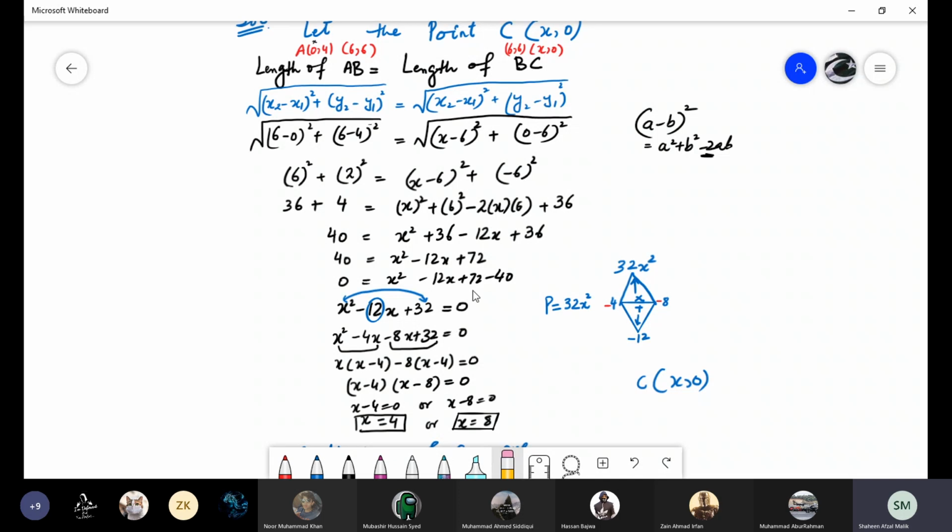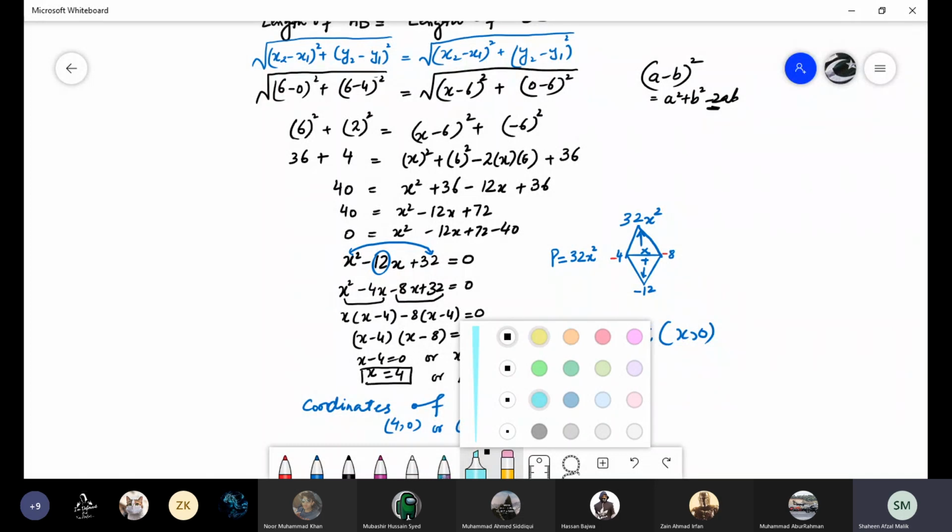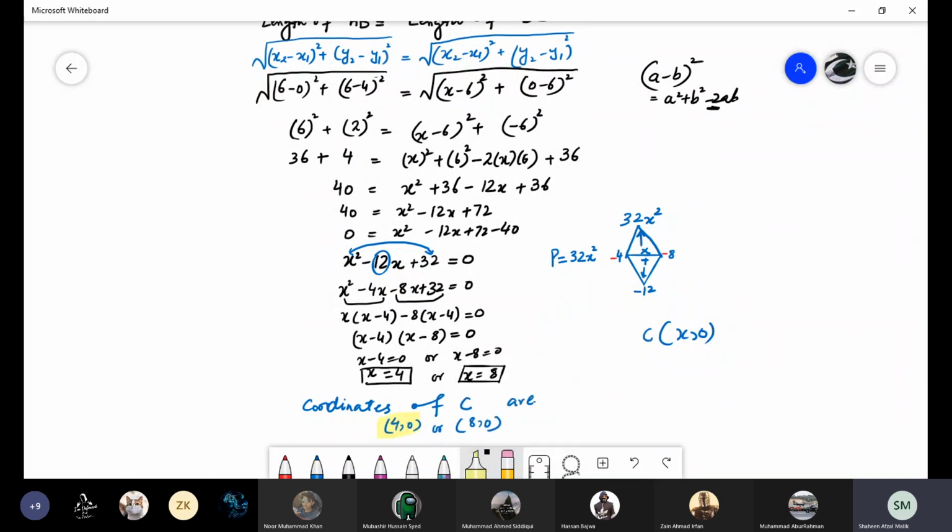If you feel this method is easy, draw the diamond with the product on top and the middle value at the bottom, then find two factors. The answer will come the same whether you use the quadratic formula or find the factors. There is no change. And in this way, we get the two values of x. So we can write that the coordinates of C are, one pair is 4 and 0, and the second pair is 8 and 0.